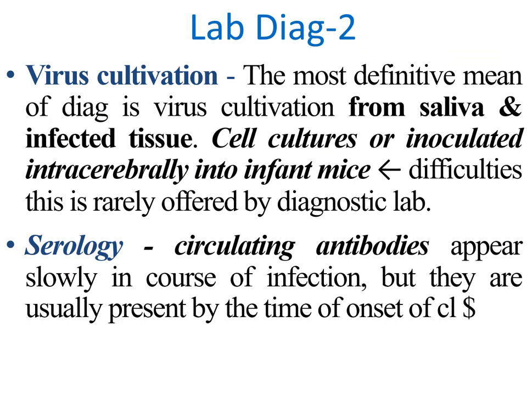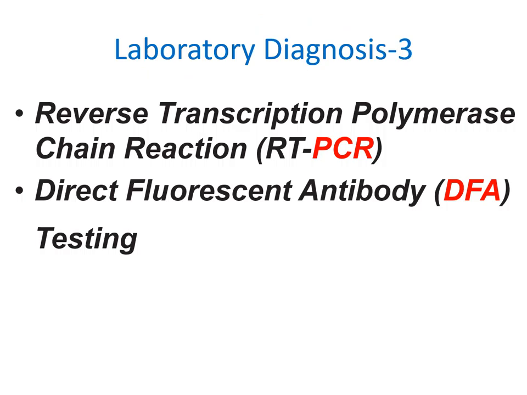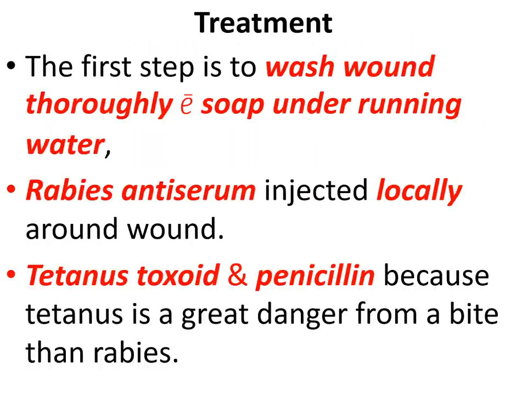Virus cultivation from saliva and infected tissue: cell culture or inoculated intracerebrally into infant mice. Due to its difficulties, this is rarely offered by labs. Serology detects circulating antibodies, but when they appear, there is no use of it. PCR and DFA can also be used.